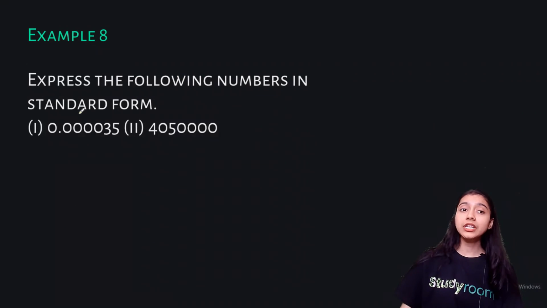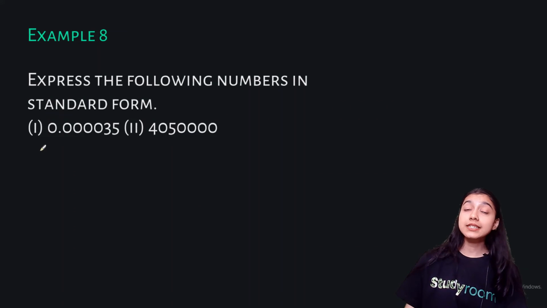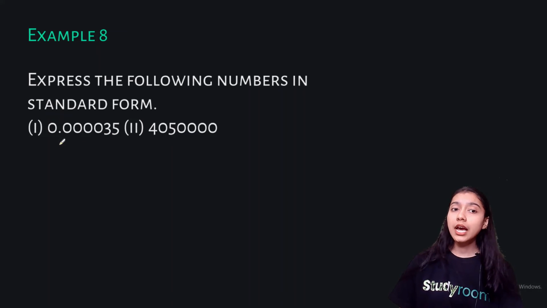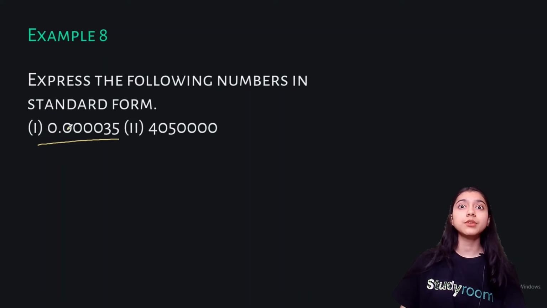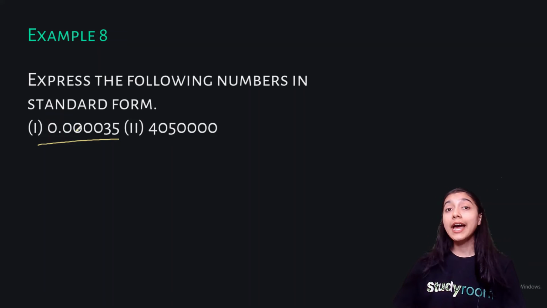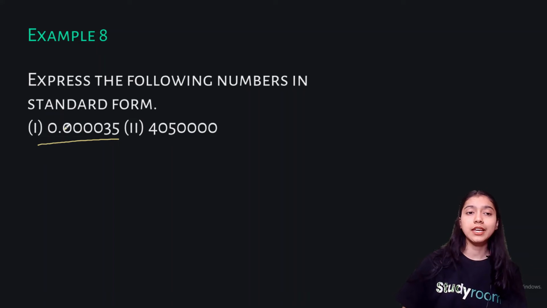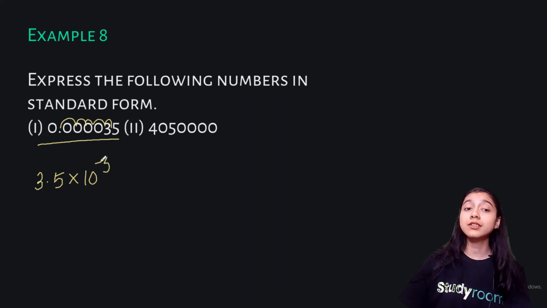Now in example number 8, we have to express the following numbers in standard form. The first example given to us is 0.000035. In order to convert this small quantity in standard form, we have to shift this decimal place towards the right hand side and the exponent will take up a negative sign. So we have to shift it 1, 2, 3, 4, 5 places towards the right. So we have 3.5 multiplied with 10 to the power of minus 5. It will take a negative sign as I have already taught you.